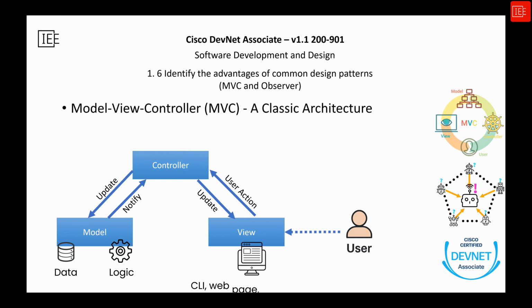The view, on the other hand, is the face of the application. It's everything the user actually sees and interacts with. That could be a web page, a mobile screen, or even text output in a command line tool. The important thing is that the view doesn't care how the data is stored or manipulated. Its only job is to present the information in a way that makes sense to the user.